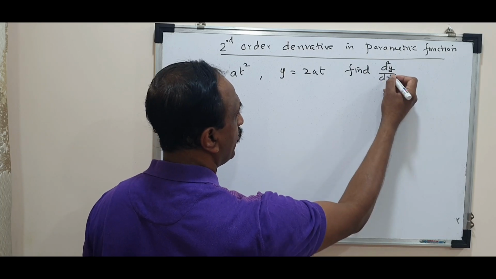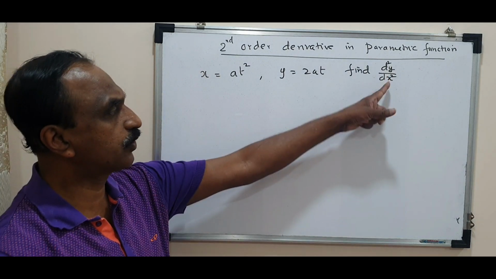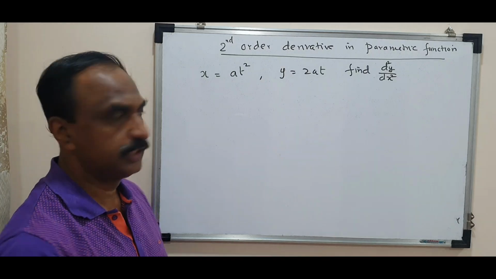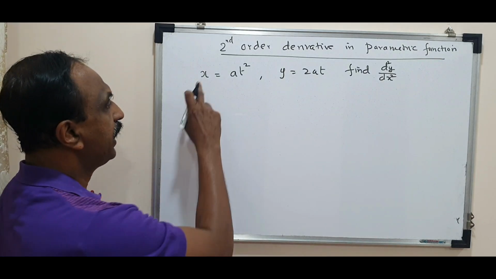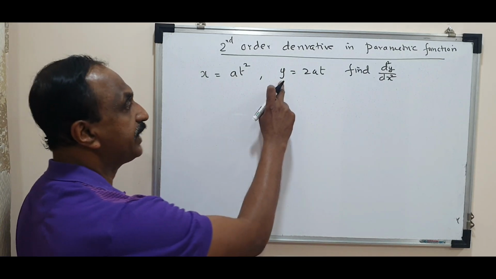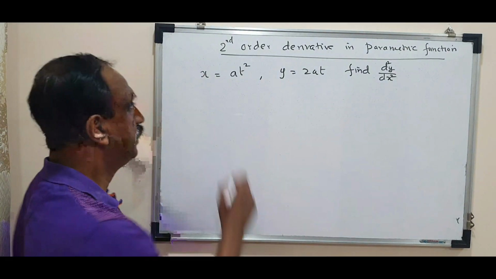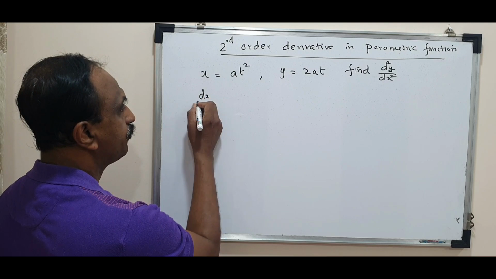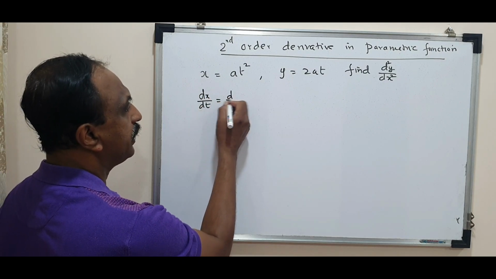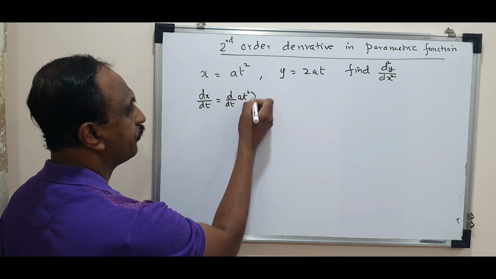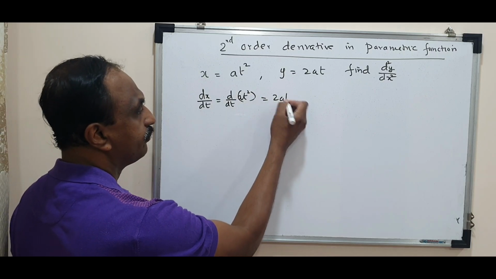Okay, d square y by dx square. Find the second order derivative, d square y by dx square. We know how to find dy by dx, so first we'll find dy by dx. x is a function of t, y is a function of t. That means you can differentiate these two functions only with respect to t. So I'm going to write dx by dt. dx by dt is d by dt of at square, which will give me 2at.